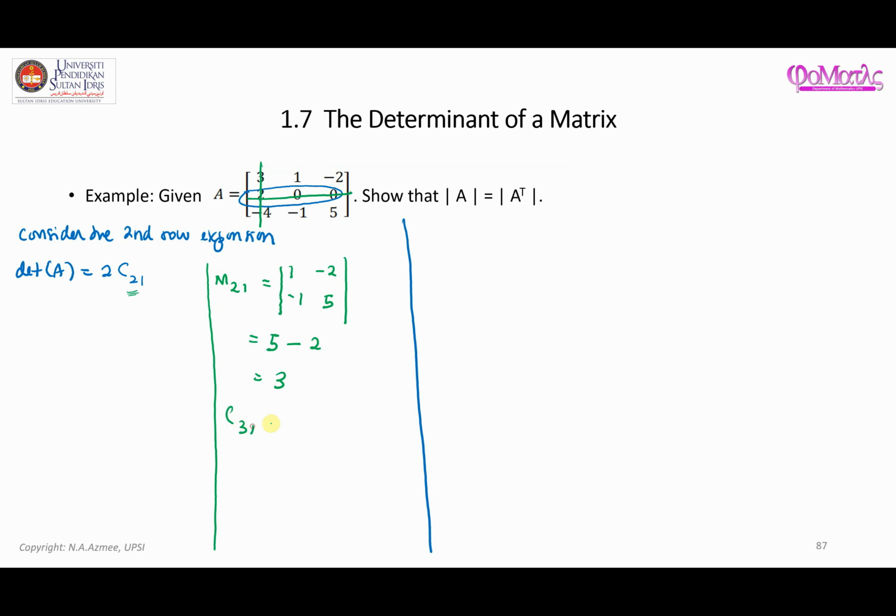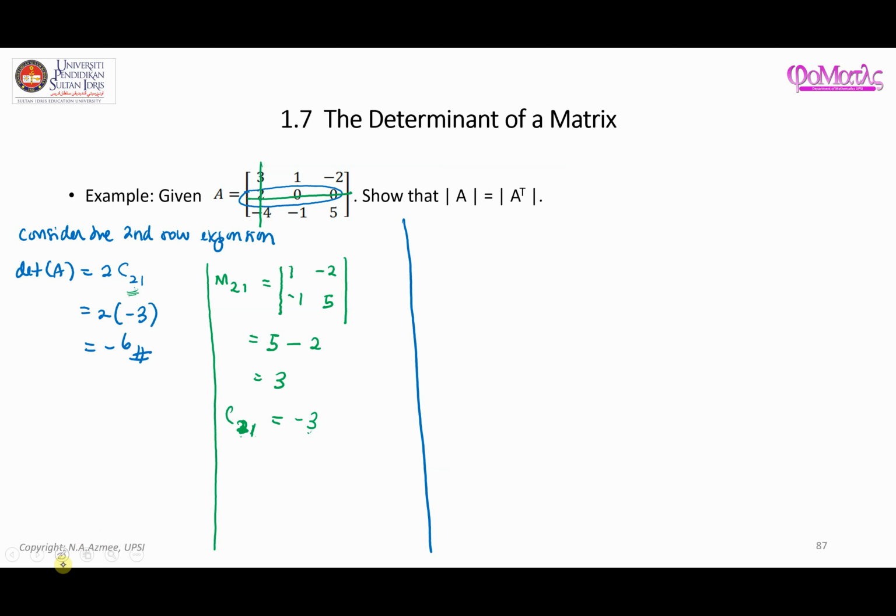So what is C21? 2 plus 1 is 3. 3 is an odd number, so it has a negative sign. Negative with 3, it's going to be -3. I'm going to supply this result right there. Therefore, the determinant of matrix A is just 2 times -3, which is -6. So that's the determinant of matrix A.